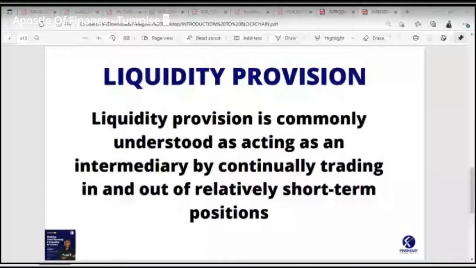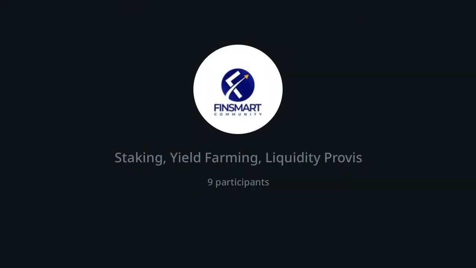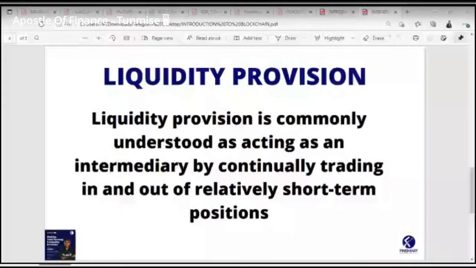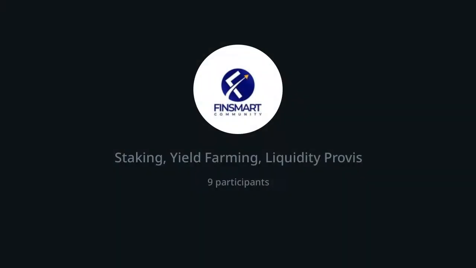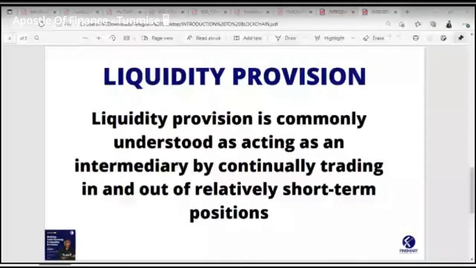So now let me explain liquidity provision in this way. In our country, in countries, we have what we call the Federal Reserve, right? And in our Federal Reserve, there is a particular amount of money that must be in the reserve, like there's a minimum that must be in the reserve. This is so that the country can have funds to fall back on whenever there is a crisis.